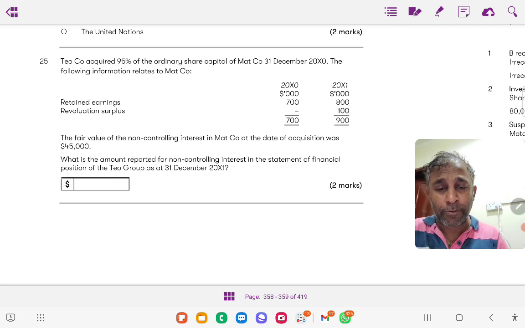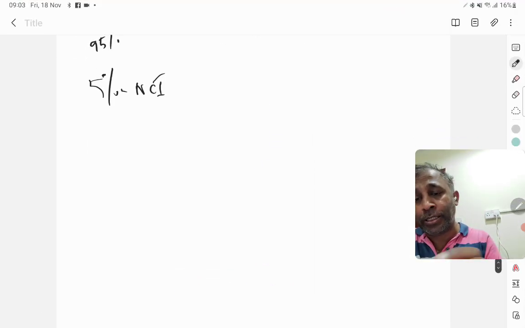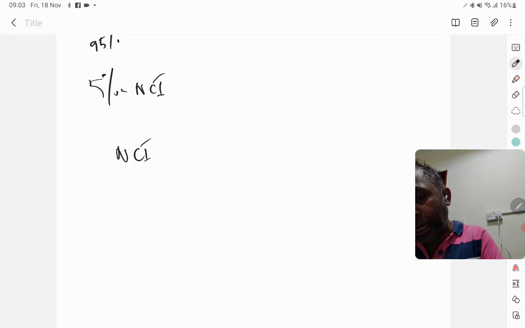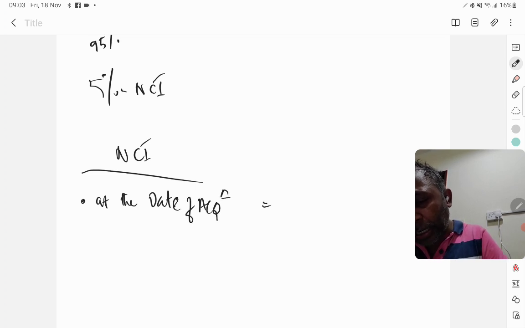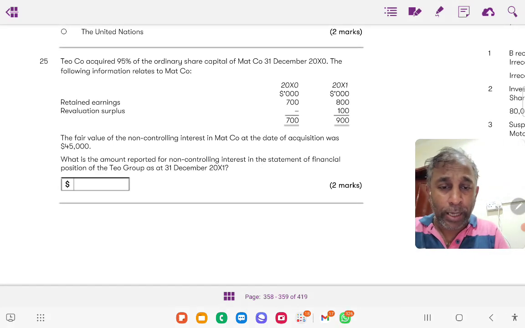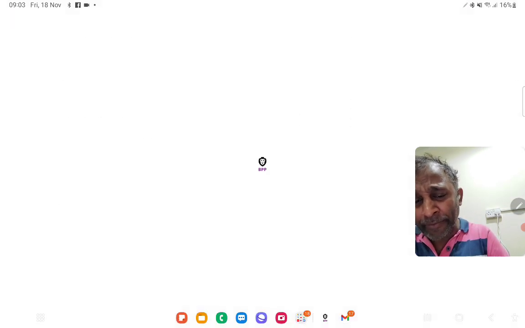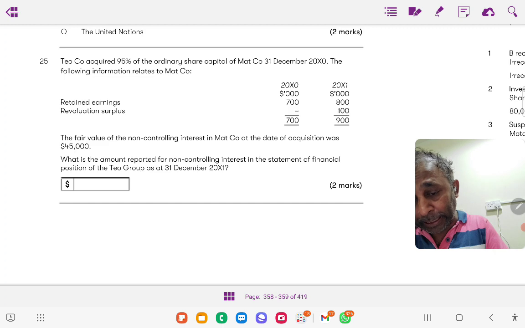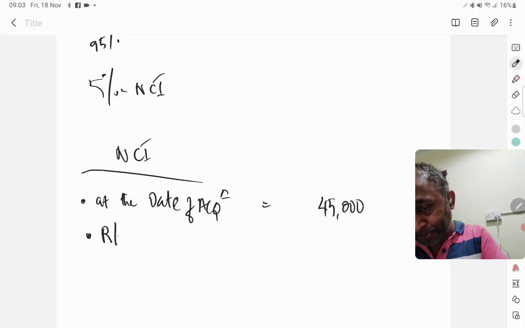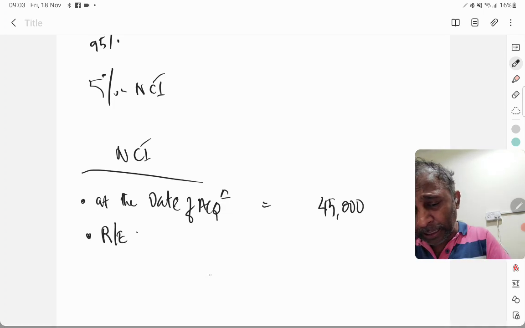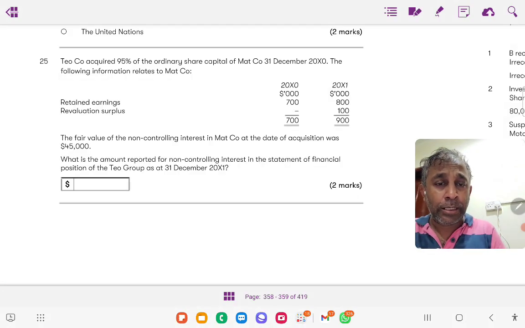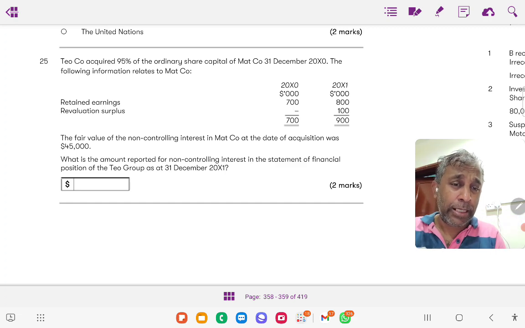In order to answer that, we have a few items here. So they are actually asking for NCI. First point is, at the date of acquisition, the NCI valued as 45,000. So that's fine. And then we have two equity items, retained earnings. What they say is, at the date of acquisition 700, at the balance sheet date 800.